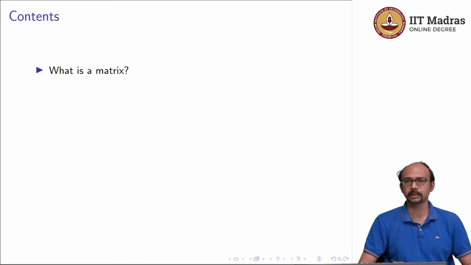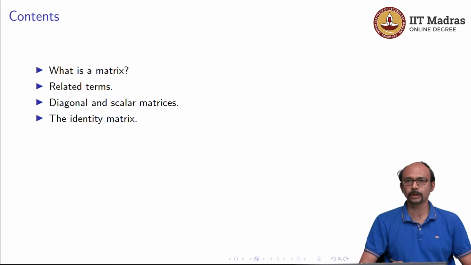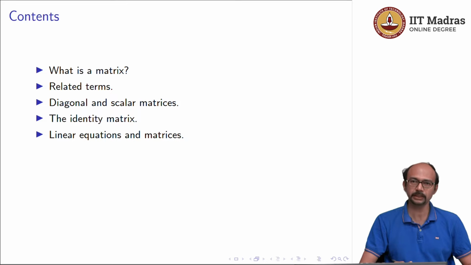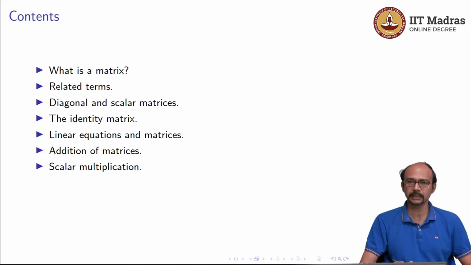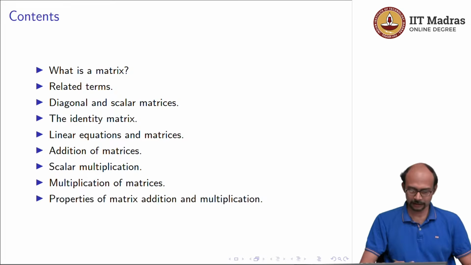Okay, so in this video we are going to study what is a matrix. We'll study some related terms. We'll study diagonal and scalar matrices. We'll look at the identity matrix. We'll talk about linear equations and matrices. So this is the relationship with linear equations. This is really one of the main reasons why we study matrices. We'll look at the algebra of matrices, so things like the addition of matrices, scalar multiplication, the multiplication of matrices, somewhat special. And then finally, what properties do these matrices have with respect to addition and multiplication.